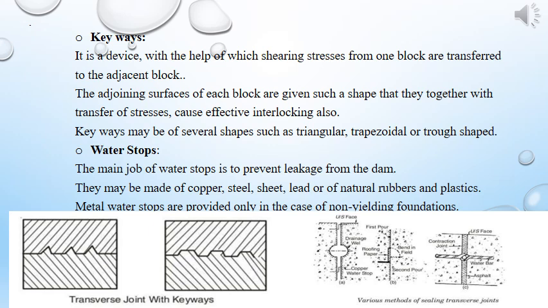Now, the water stop, made of metal, synthetic rubber or plastic, that is PVC, polyvinyl chloride, is placed in the vertical, that is transverse, construction joint near the upstream face to prevent the leakage of water. Sometimes asphalt stops are also used to allow for very small lateral movement of the joint.